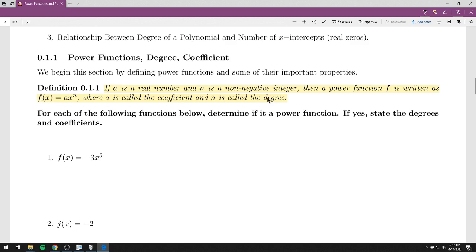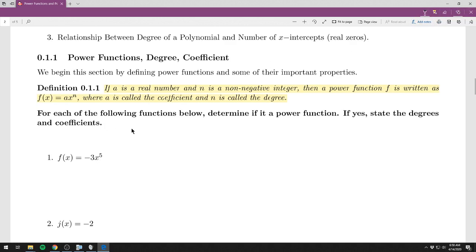All right, so in a lot of ways, the way you think about a power function is it's a number times x to a power. And the power cannot be anything but 0, 1, 2, 3, 4, and so on. It can't be a fraction, it can't be negative or decimal. All right, so for each of the following, we'll just kind of look at them, determine if it's a power function. If yes, state the degree and state its coefficients.